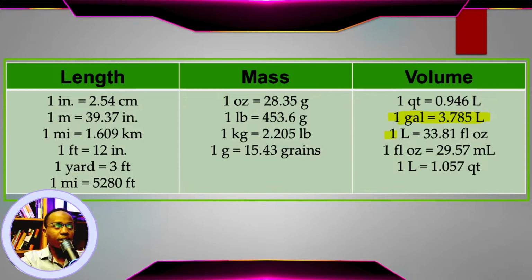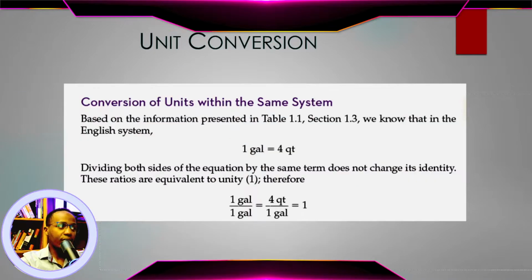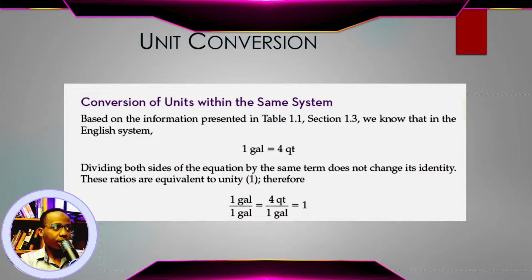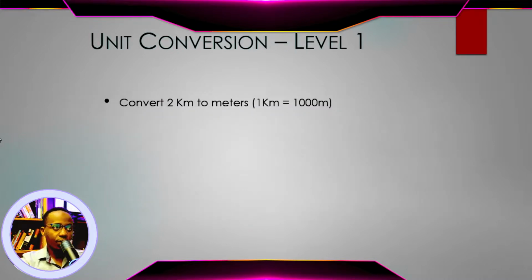So this is where we're gonna need something that we call dimensional analysis. But don't be intimidated. I'm going to show you what this is using a few things. So I'm going to start with level 1. So this is not level 3. This is level 1. And level 1 is converting units, right, within the same system. So let's say I give you convert 2 kilometers to meters, right? Now I'm going to give you steps that you're going to use every time when it comes to conversion, right?